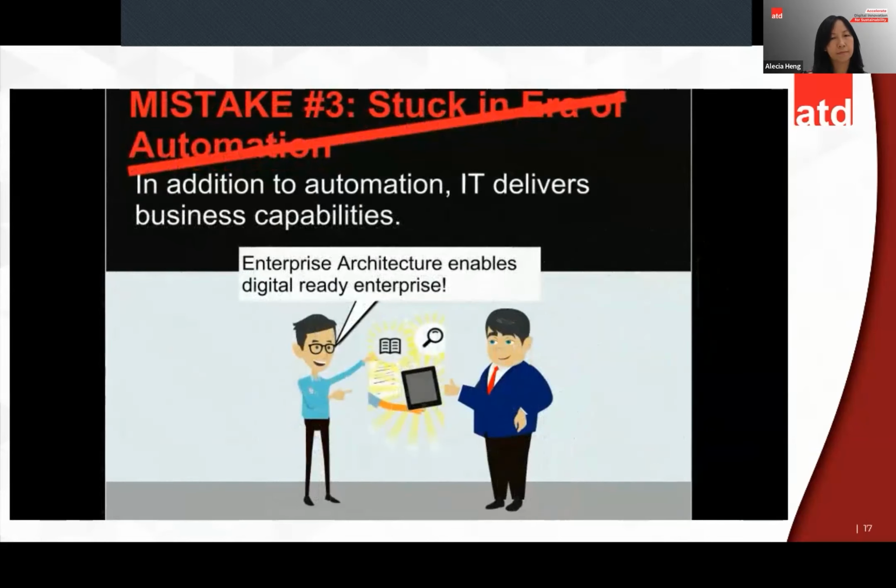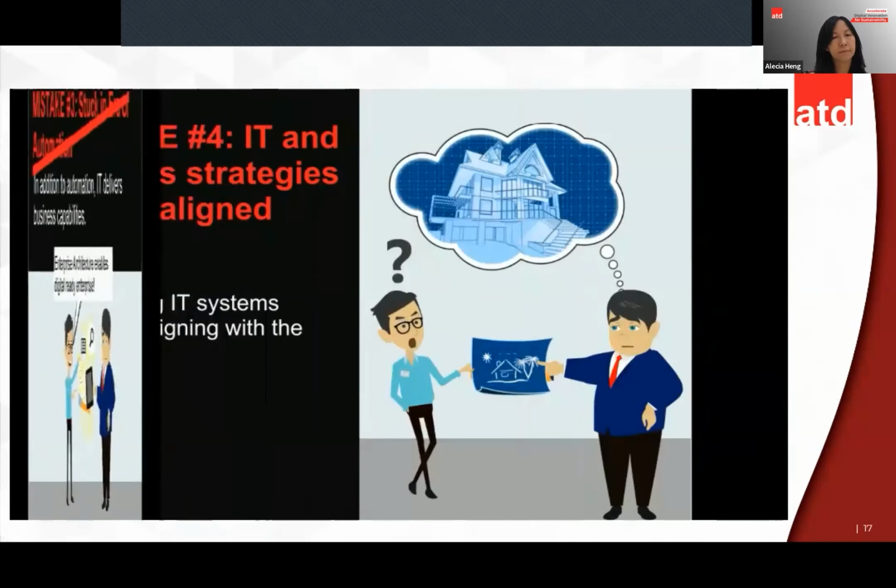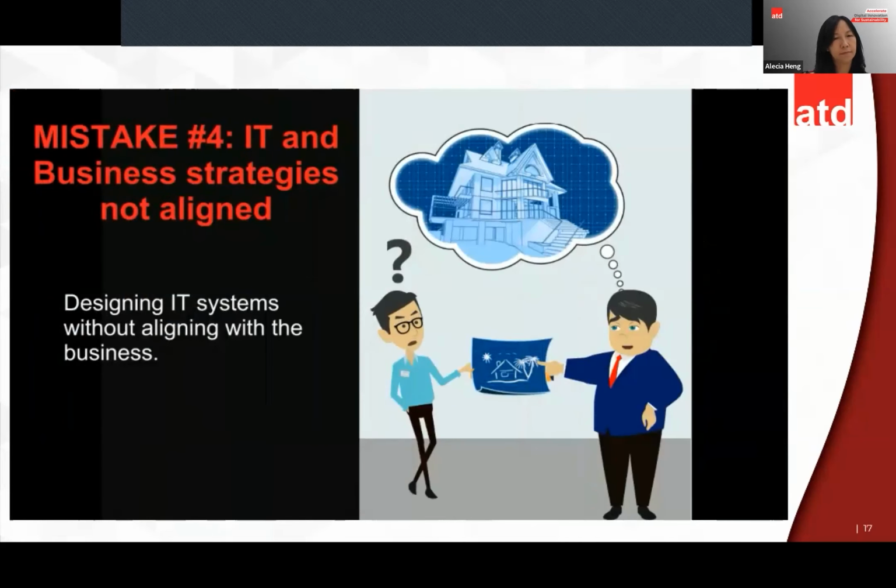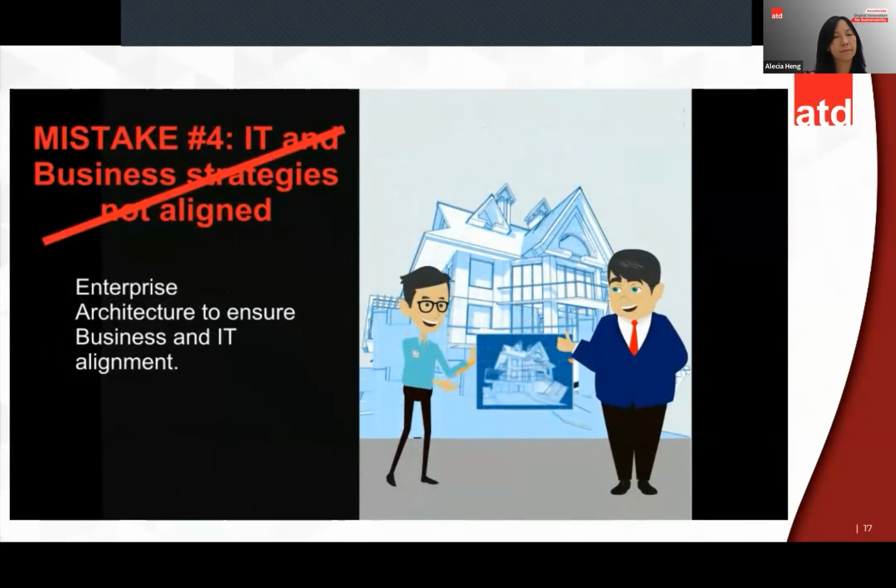Companies need to enter the digitization mode, which is more enterprise architecture focused, where enterprise architecture development comes before project management, so that technology is more agile. Mistake 4, IT and business strategies not aligned. The enterprise architect should familiarize himself with the business requirements of the company, so as to be able to integrate the company's technology and business strategies.